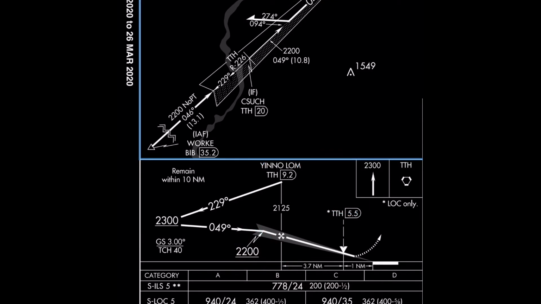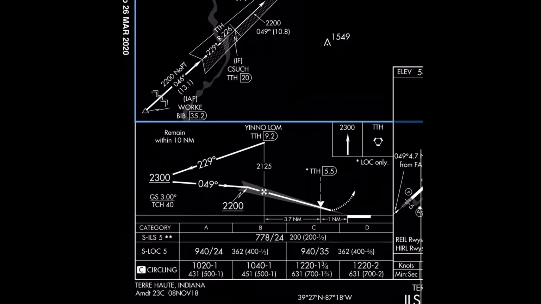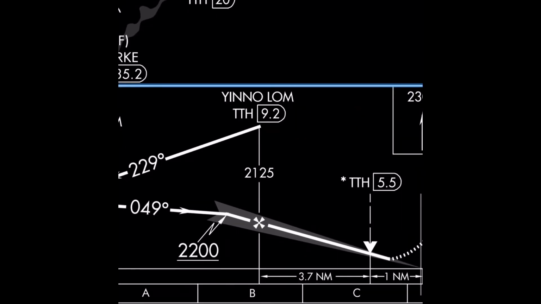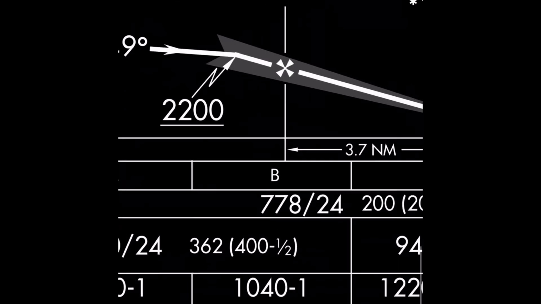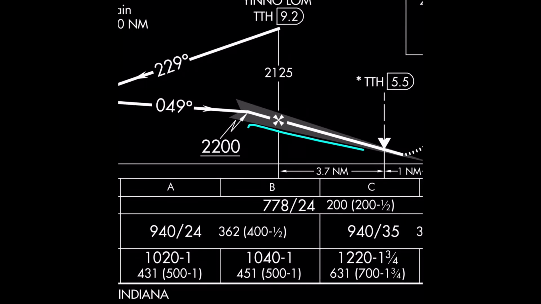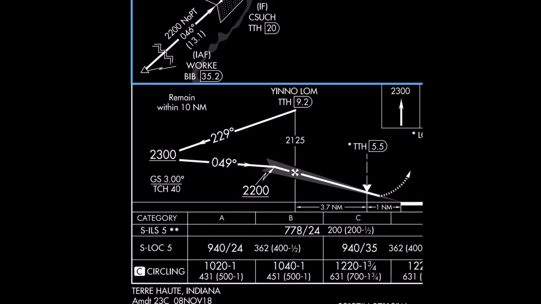So once the localizer, if we're using the localizer only, we'd go to and then descend to our MDA of 940. However, if we're doing the ILS, we'll descend to our decision altitude of 778 feet via the glide slope from this point here. So lastly, we descend past the final approach fix at 2,200, down to our decision altitude of 778 feet. Once we hit that decision altitude, that's the point at which we go missed. That's our missed approach point.